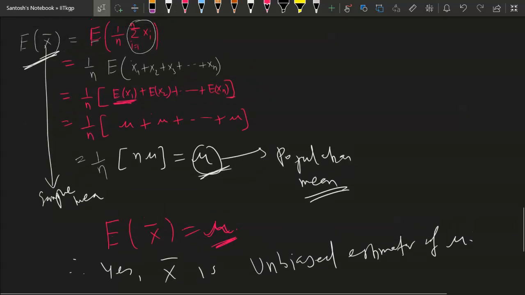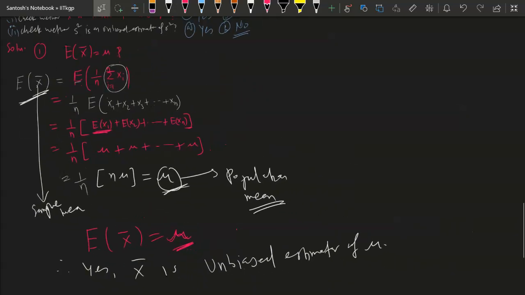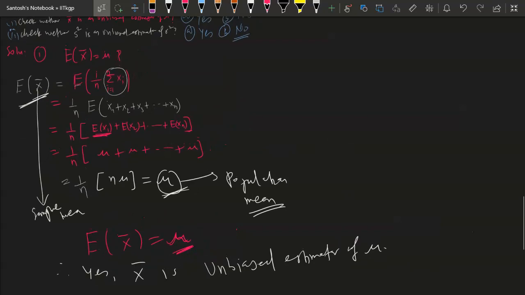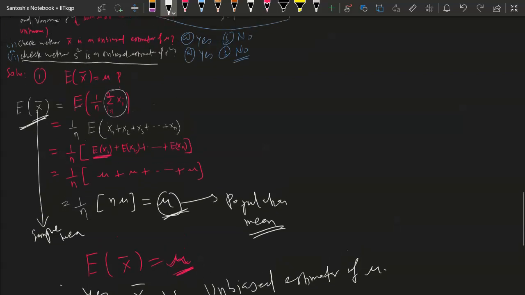This is now the second part. The first part is easy, the second part is a little difficult. There are different ways. I will do the way this book does, but in different books you will see different methods, some easier, some difficult. But I will follow this. This is example 9.1 in your book, so that I'm solving.